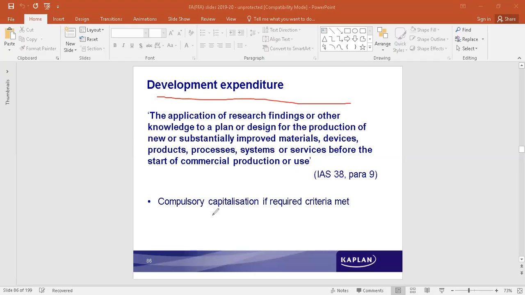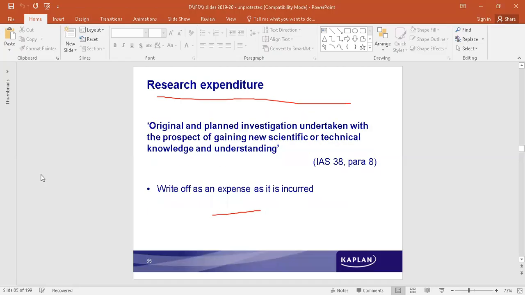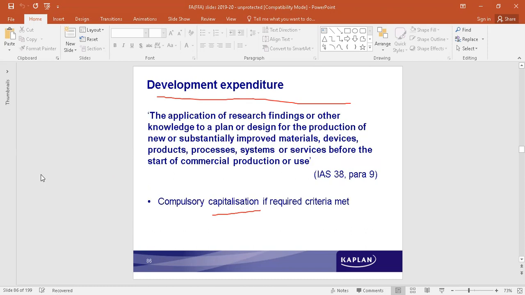Development expenditure is capitalized. It is shown as part of the assets, intangible assets. But with research, any expenses incurred would be shown in the income statement, expensed as incurred. Not so with development expenditure. That is spread over its life, and the amount of development expenditure is capitalized. It will appear as a non-current intangible asset.